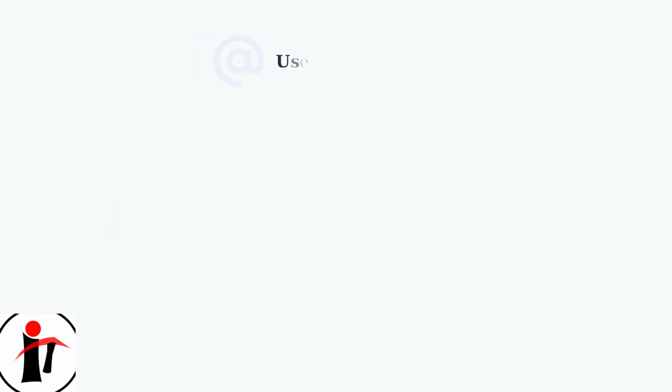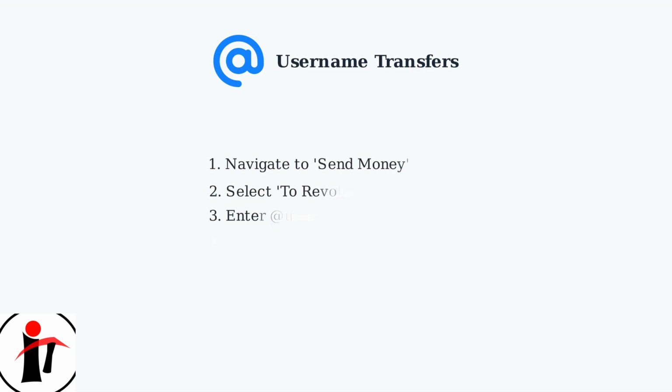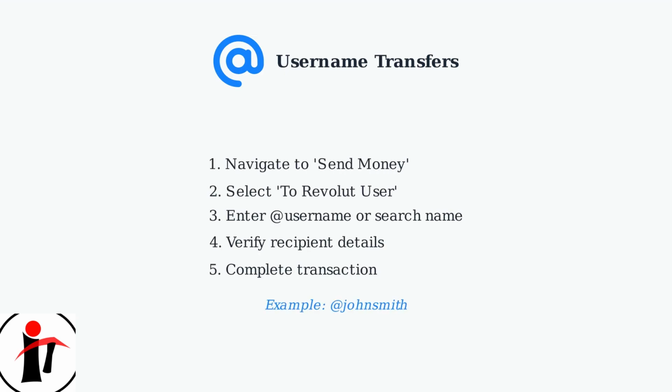The second method uses Revolut usernames. This is perfect when you know someone's Revolut username but don't have them in your contacts. Navigate to Send Money, then select To Revolut User. Enter the recipient's username starting with the @ symbol or search by their name.